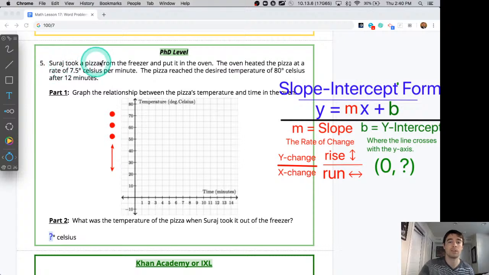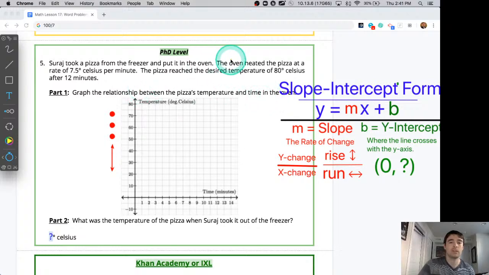They tell us Siraj took a pizza from the freezer and put it in the oven. The oven heated the pizza at a rate of 7.5 degrees Celsius per minute. So the pizza's getting heated constantly when it's in the oven. And then the pizza reaches the desired temperature of 80 degrees Celsius after 12 minutes. They tell us part 1, graph the relationship between the pizza's temperature and its time in the oven.